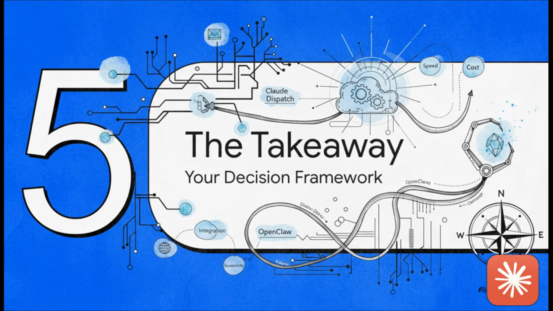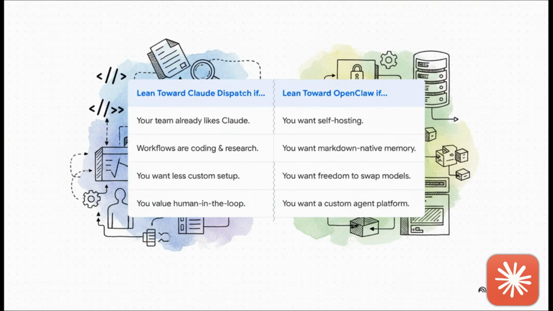Okay, let's make this practical. How do you decide which one of these paths is the right one for you, or for your team? It really just comes down to what your priorities are. This table really breaks it down nicely. You're going to want to lean toward the Claude Dispatch approach if your team is already comfortable with Claude and you want a streamlined, low-maintenance setup for coding and research. On the flip side, you're going to lean toward OpenClaw if you need total control, self-hosting, building a custom internal platform, or having the freedom to swap in any model you see fit.